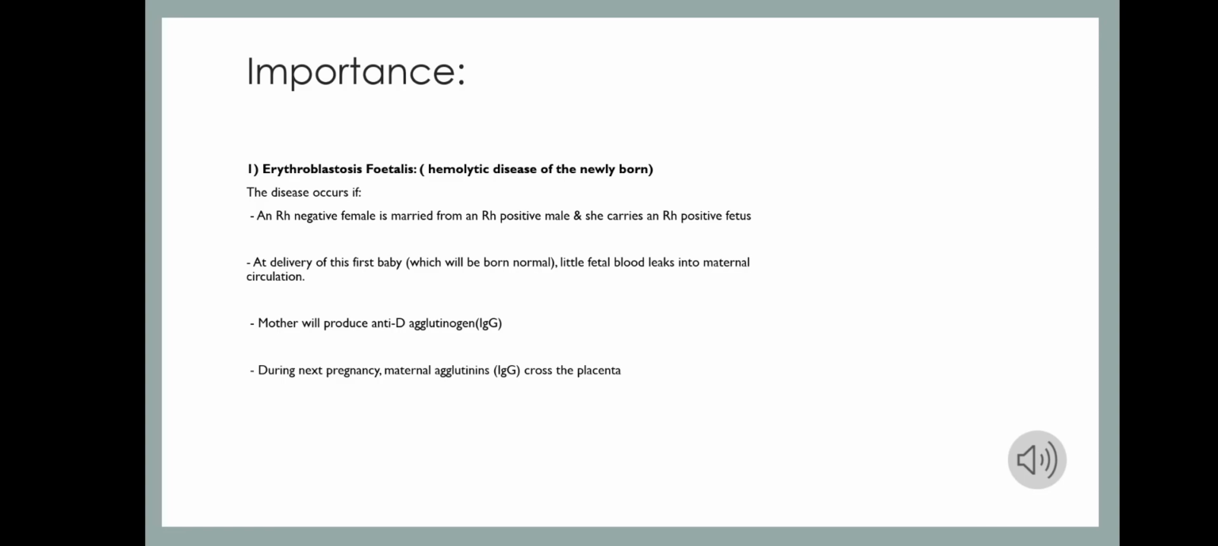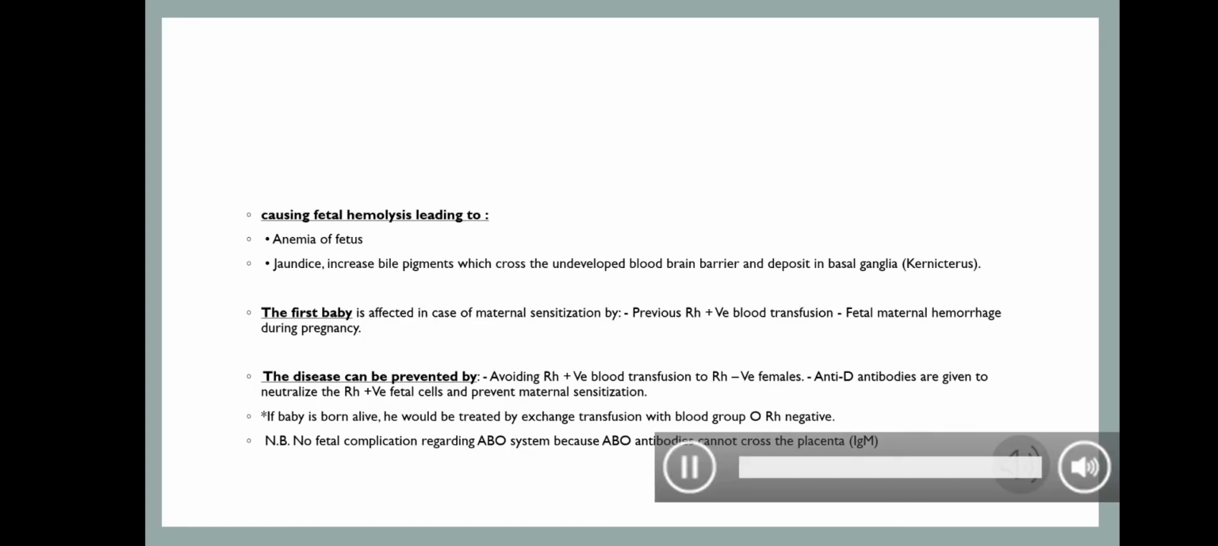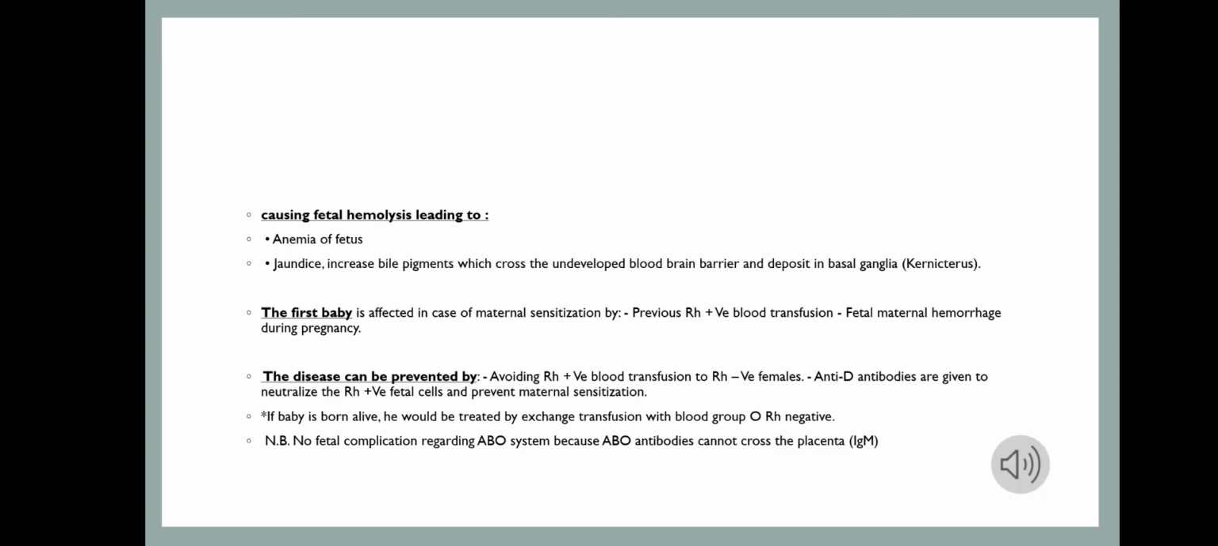But during the second pregnancy, the anti-D, which is immunoglobulin G, crosses the placenta, causing abnormalities and hemolysis to the fetus. During next pregnancy, maternal agglutinins cross the placenta, causing fetal hemolysis leading to. في الحمل اللي بعديه بقى الانتي بوديز بتاعتي بتعدي البلاسنتا في الفيتس في الجنين، فبتؤدي الى هيموليسيس.